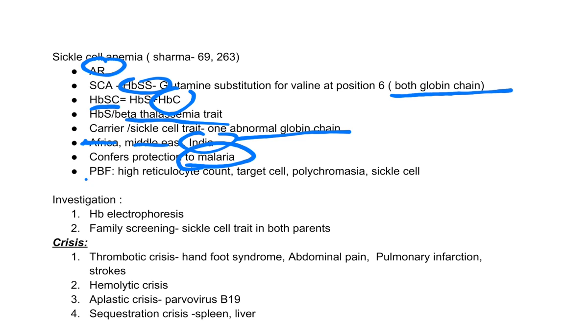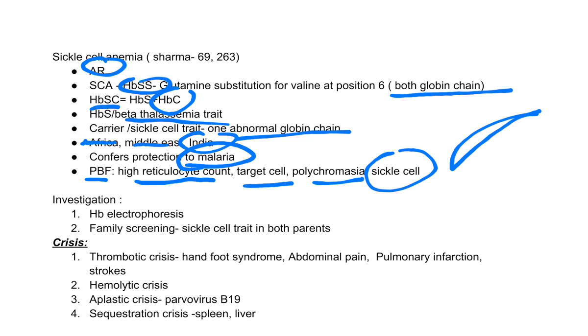The question in the exam: what will be the PBF finding in sickle cell anemia? High reticulocyte count because of hemolysis, some target cells, polychromasia. Polychromasia is actually due to the high reticulocyte count as well as immature RBCs in the peripheral blood film, and of course the sickle cells, like this.